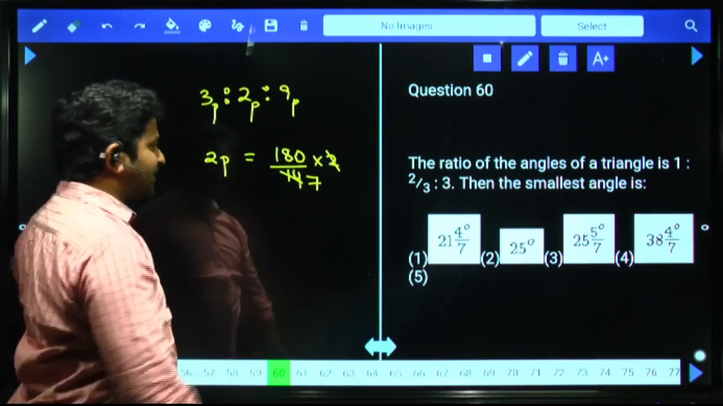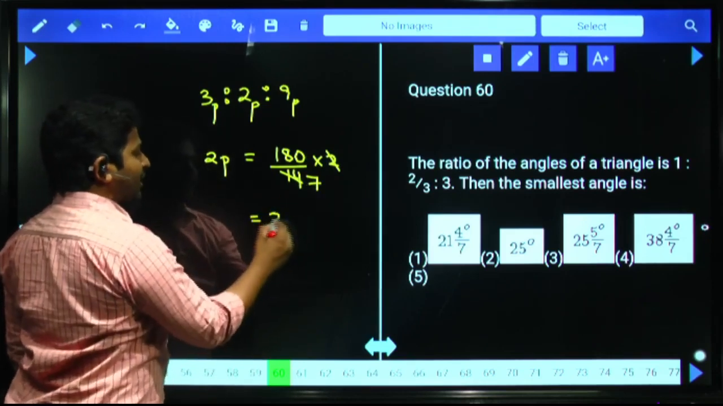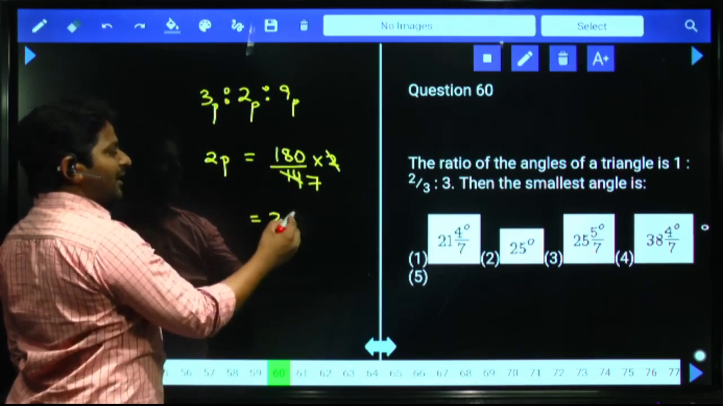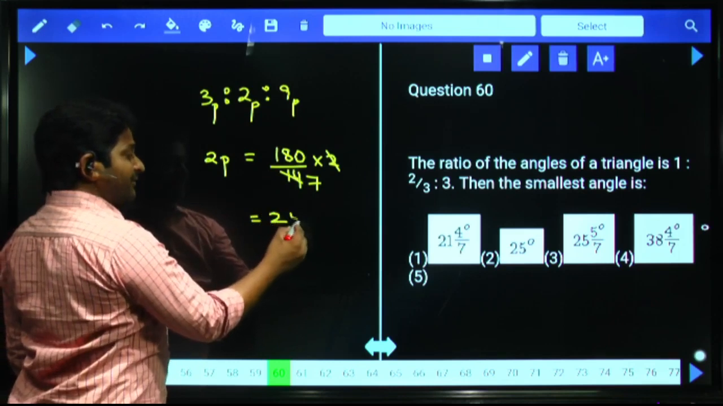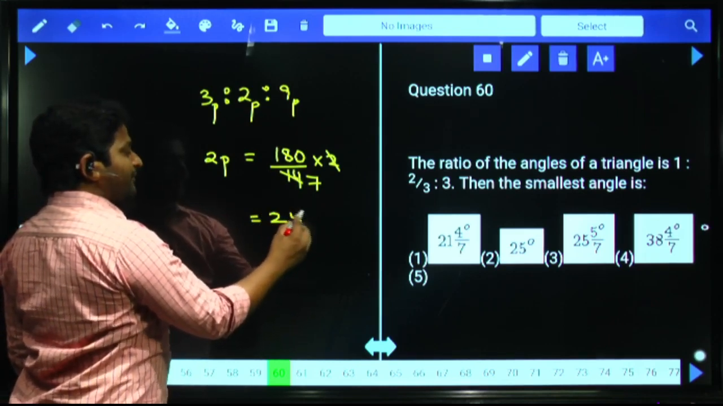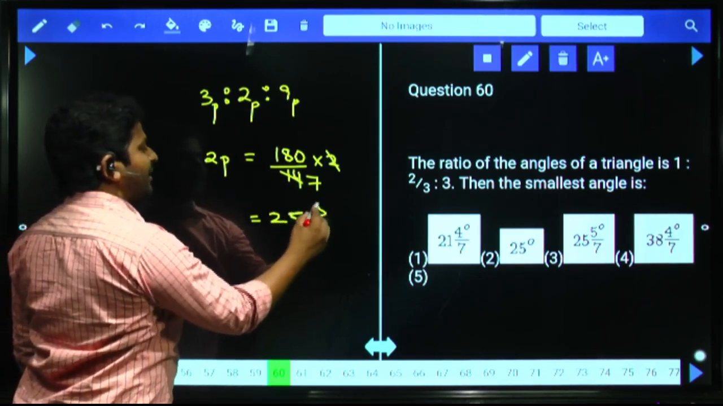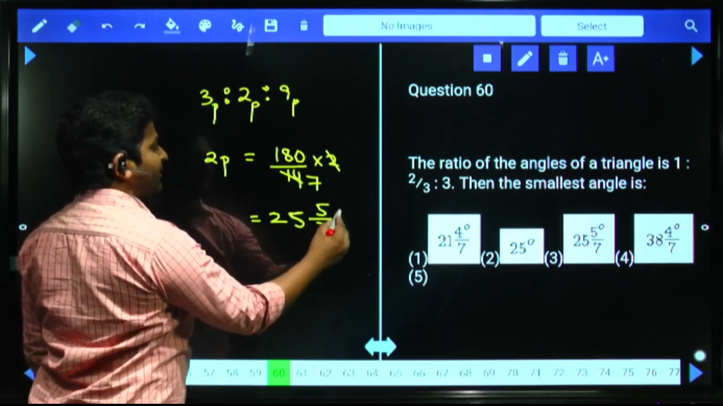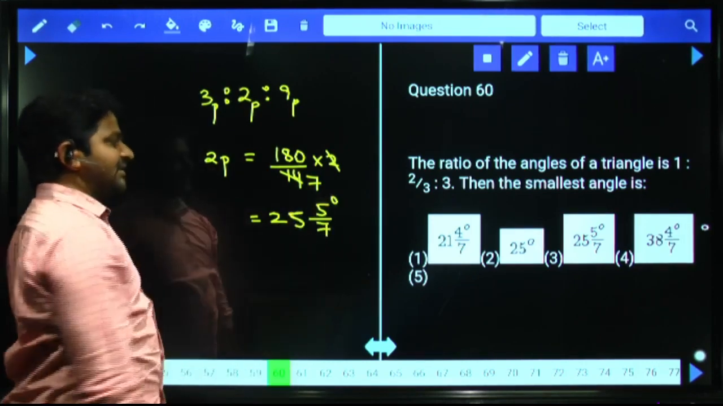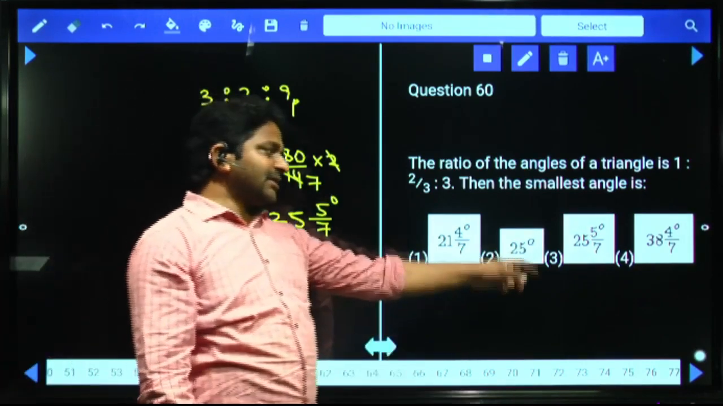So multiple options are there. Let's calculate: 7 2 times is 14, 40 we have. 7 5 times is 35. Again we have 5 remainder by 7. 25 5 by 7 degrees. 25 5 by 7 degrees, third option answer.